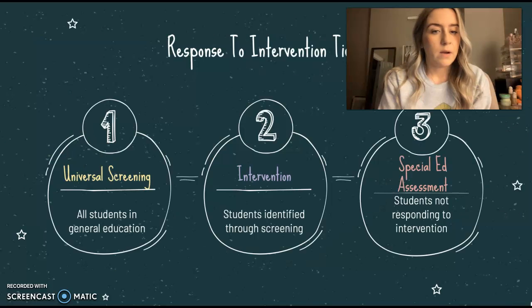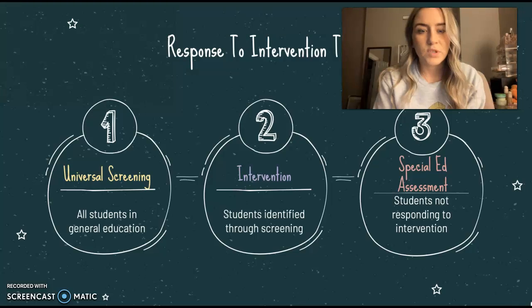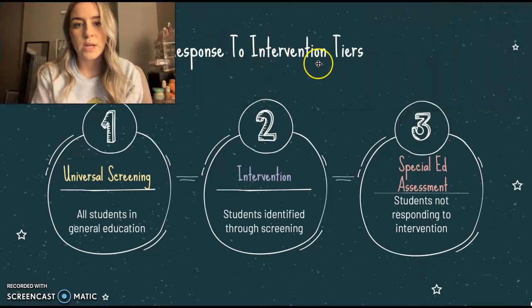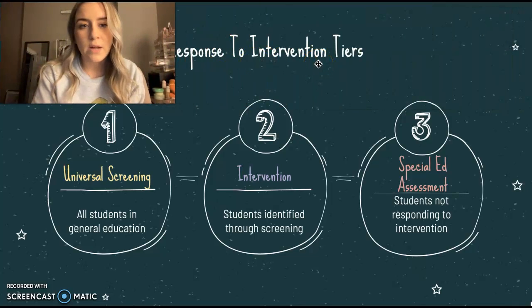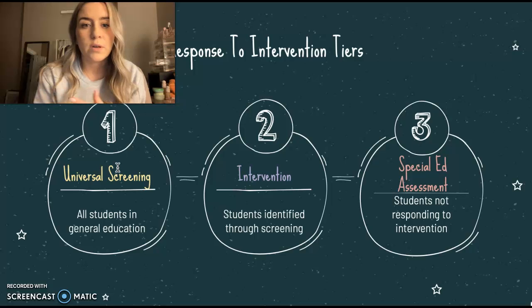Response to intervention is commonly known as RTI. And what RTI is, is a system. It is a system of tiered supports to respond to intervention. So when we break it down, there are 3 levels of RTI. Our first level includes universal screening, but would be a base level. All general education students would fit into this first tier within the RTI system.